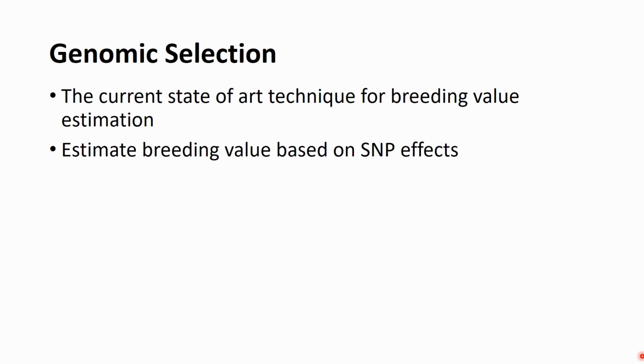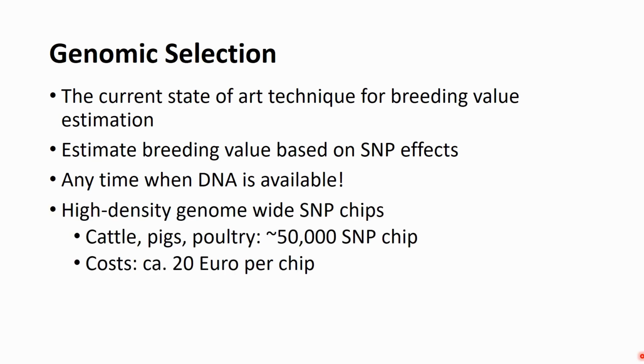Here, we estimate breeding values based on SNP effects, and this is possible at any time when DNA is available. So this means that we can estimate breeding values right after the animals are born. We have high-density genome-wide SNP chips in all the species. Well, the 50K SNP chip here is mentioned as an example. It happens to be around 50, 60K in most of the populations, which are heavily used for genomic selection. But of course, there could be also other SNP chips.